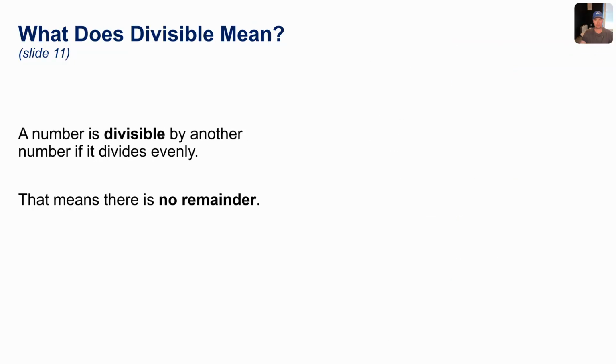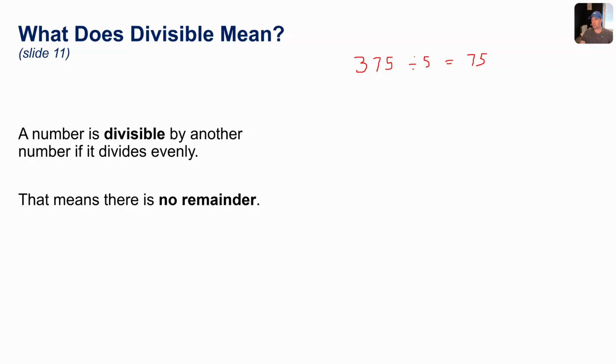So what does divisible mean? If a number is divisible by another number, it divides evenly into it. So this means there is no remainder. For example, if I have the number 375 and I divide that by 5, you could test this in your calculator if you'd like, what you will end up getting is 75. Now there is no remainder, nothing left over, so we know that 5 goes into 375. We could also say 375 is a multiple of 5.